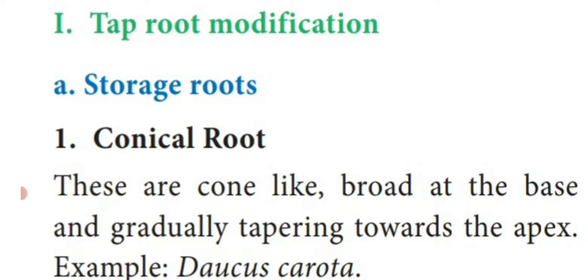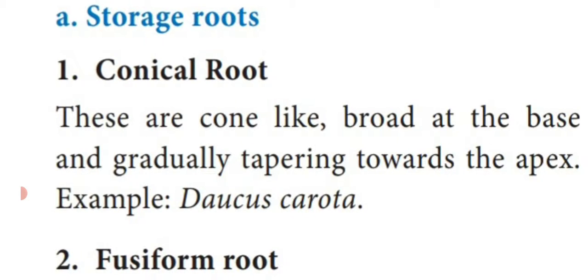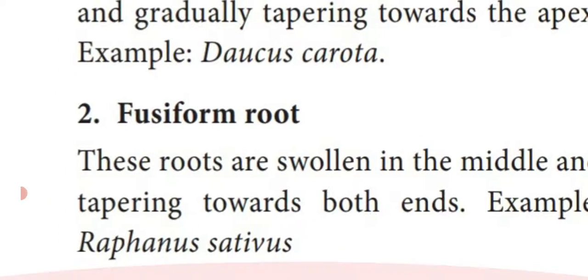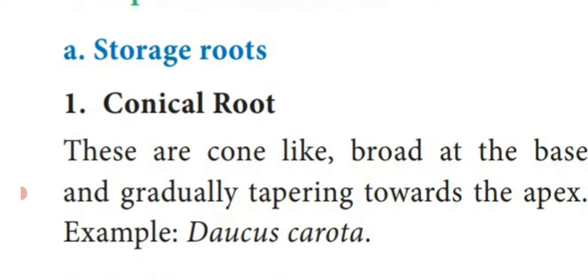Based upon that, the taproot modification is divided into different shapes, and also based on the function it is divided into two types. One is the storage root, that means which are storing the food material. Another one is the breathing root, which is responsible for respiration. First we are going to see storage root, which is divided into three shapes. One is the conical root, another one is the fusiform root, then the third one is the napiform root.